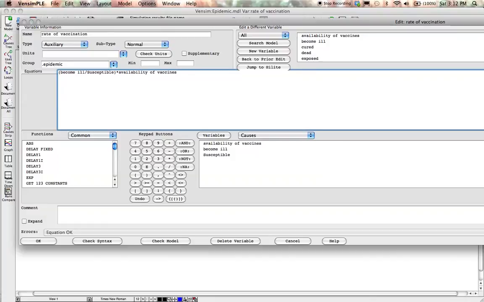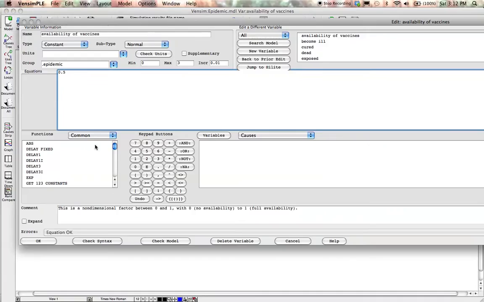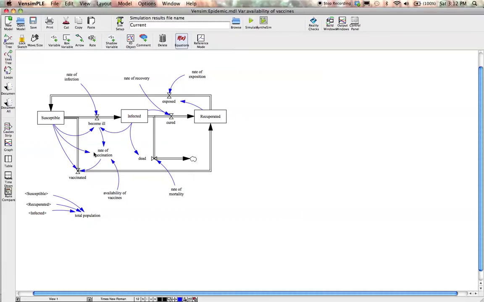The availability of vaccines is another variable here that is simply a non-dimensional factor between 0 and 1, with 0 meaning that there are no vaccines available, and 1 meaning full availability of vaccines, with no limitation. So what this is saying is that 50% of those that can be vaccinated will be vaccinated. That works into the rate of vaccination, and that's essentially the story with vaccines.